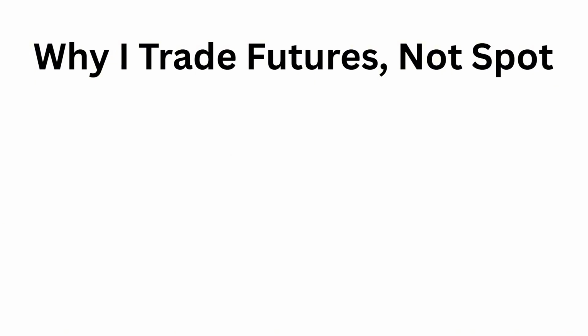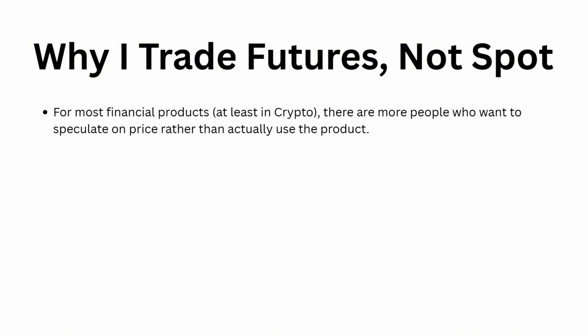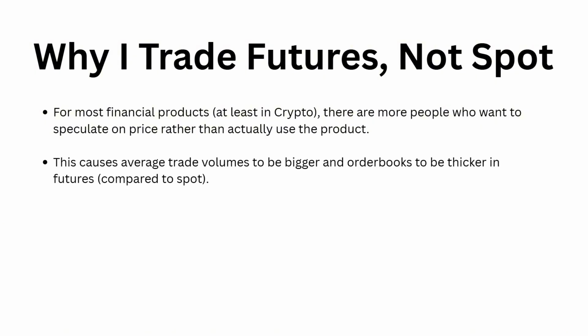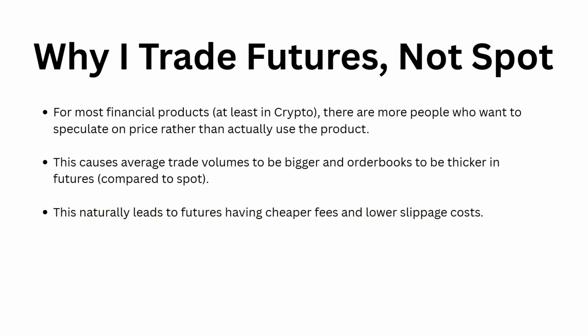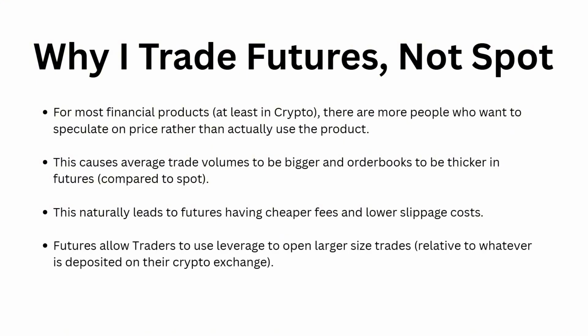Okay, so here's why I trade futures, not spot. For most financial products, at least in crypto, there are more people who want to speculate on price rather than actually use the product. This causes the average trade volumes to be bigger and the order books to be thicker in futures compared to spot. So this naturally leads to futures having cheaper fees and lower slippage costs. Futures also allow traders to use leverage to open larger sized trades relative to whatever is deposited on their crypto exchange. And also, futures allows traders to be a lot more efficient with their capital, thanks to leverage.